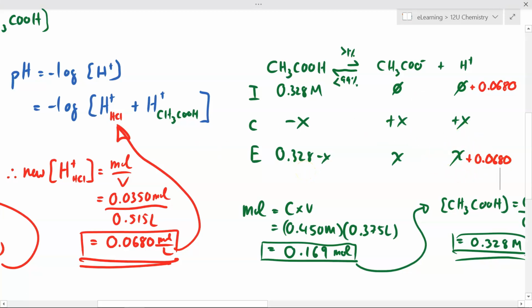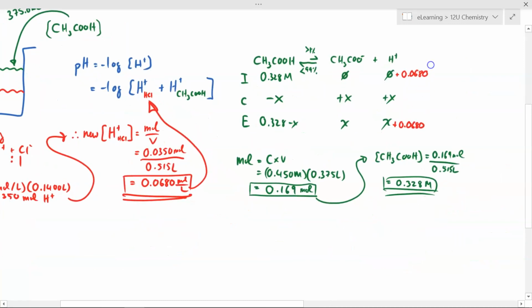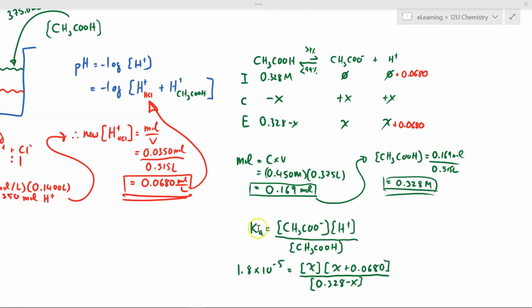All right, so zooming out, what we're going to do now is solve for Ka, or rather we can write out the Ka expression. So Ka is equal to the ionized component divided by the unionized component, products over reactants if you will. The Ka value for acetic acid can be found from our reference sheet, the blue reference sheet, of 1.8 times 10 to the power negative 5. And then we can punch in all these x values into our expression here.